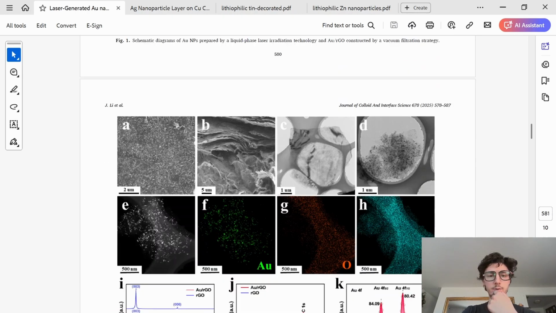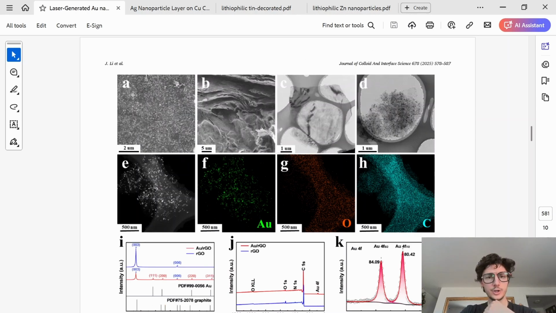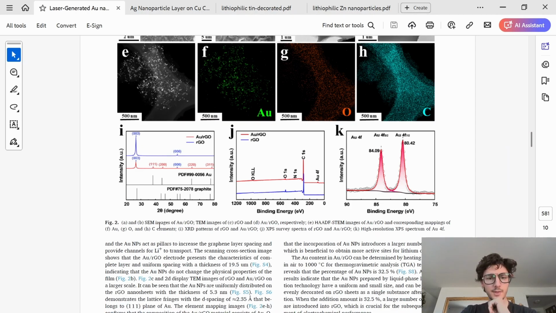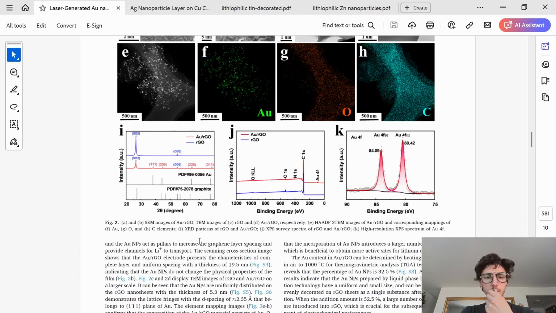So they characterize the materials a bit further. They got some interesting pictures here. Let's actually read this. A and B, which is here and here, SEM images of gold on reduced graphene oxide. TEM images of reduced graphene oxide and gold graphene oxide, here, respectively. E, HAADF STEM images of gold on reduced graphene oxide and corresponding mappings of gold, oxygen, copper, carbon. Interesting. So I'm not sure what to make of that yet.